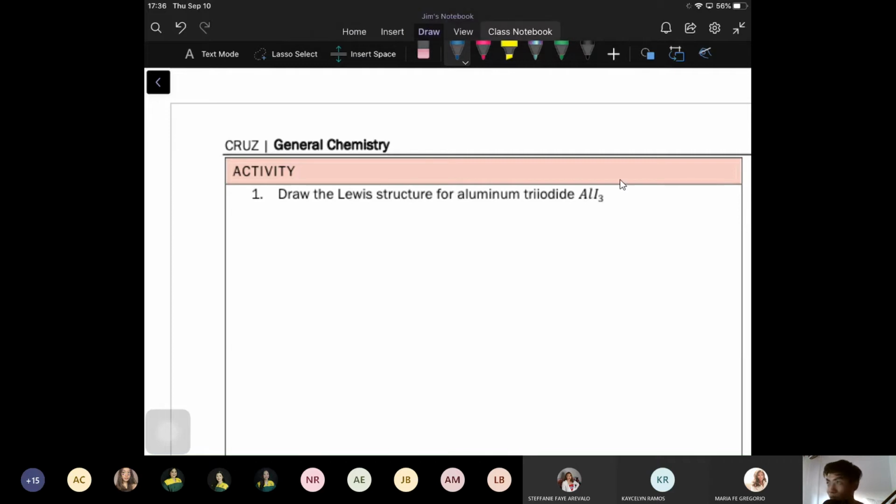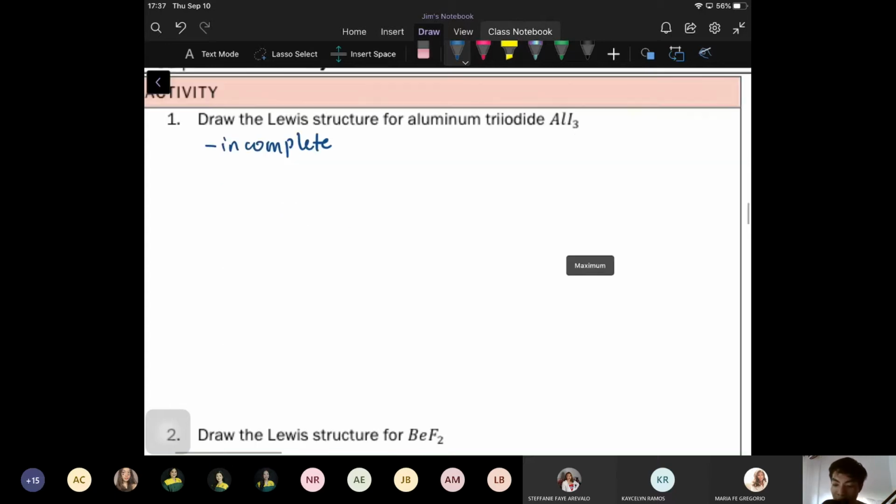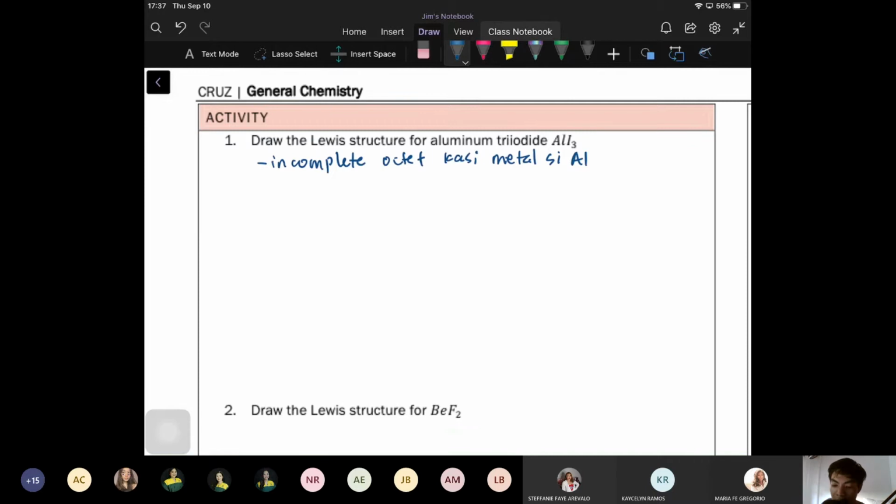No? So, incomplete octet yan, no? So, lagay ko dyan, incomplete octet kasi metal yan eh. Okay, so that means, since this is incomplete octet because aluminum is metal, I will not do the NASO rule. Sayang yung effort ko. Ano gagawin ko? I will draw instead the Lewis dot symbol. No? So, ano gagawin ko? Lewis dot symbol na lang.